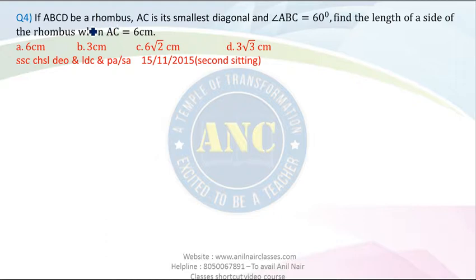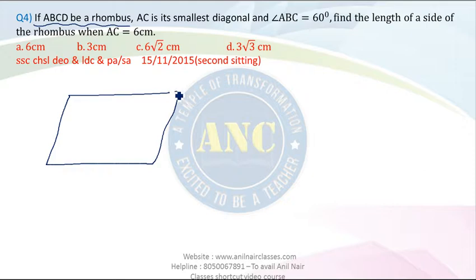Please see the next question. If ABCD is a rhombus, that means I have a rhombus. I will name that rhombus ABCD. AC is its smallest diagonal. That means the smallest diagonal is this particular diagonal. BD is the longest diagonal, L root 3. AC is the smallest diagonal, L. I hope you are understanding.